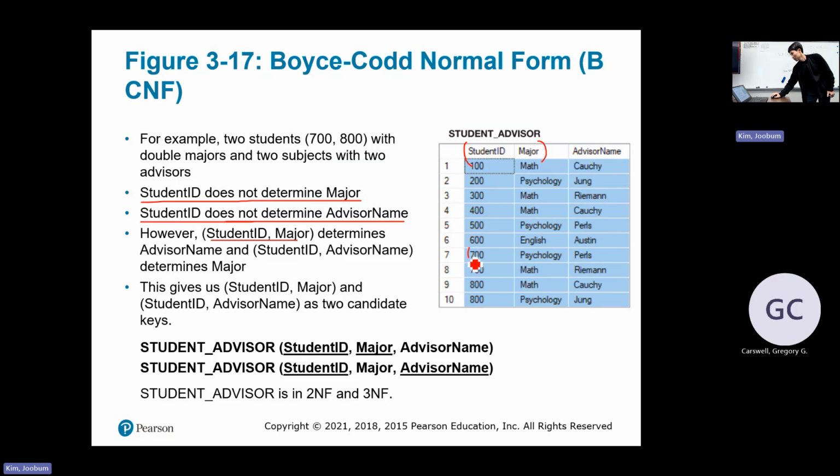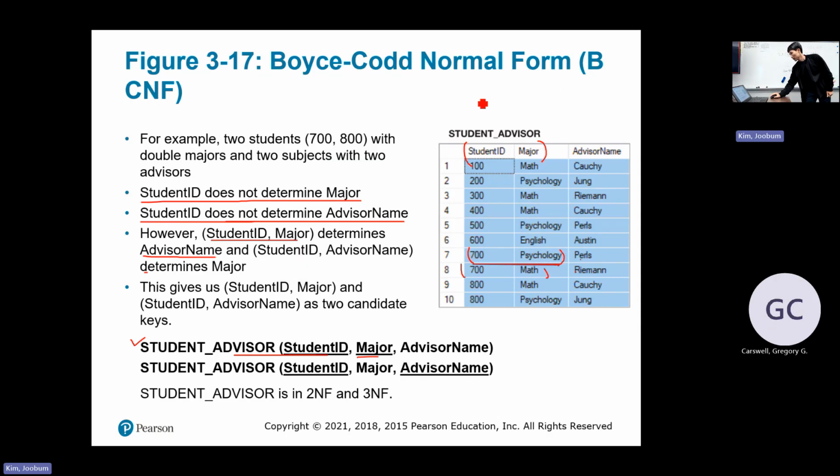Yes, because 700 psychology is associated with Pearl, and 700 math is associated with Riemann. So the associated values are different. 800 math is Cauchy, 800 psychology is Zhang. So different values. So you can say that student ID and major determine advisor name. Okay, so from this relationship, we have student ID and major determining advisor name.